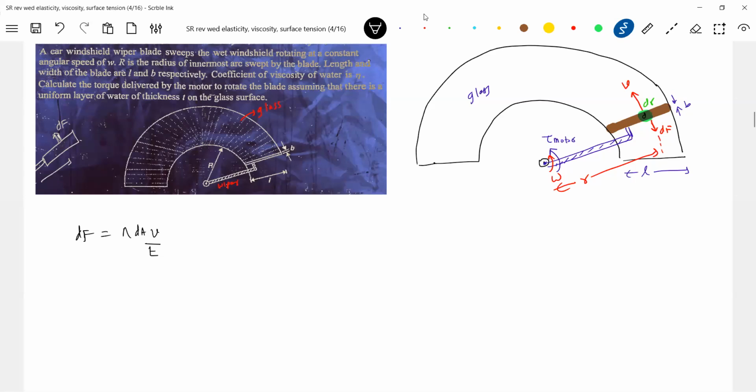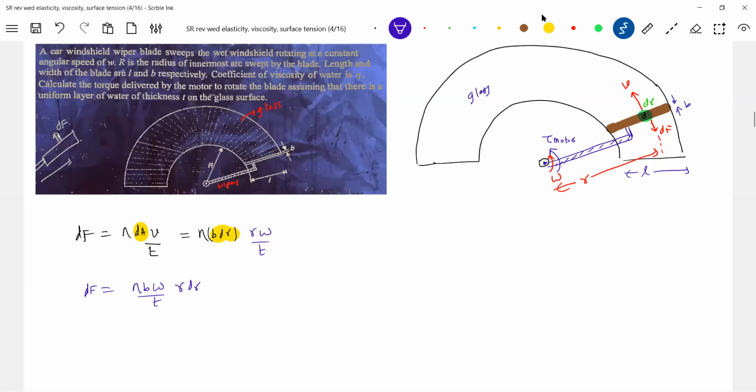Okay, now let's come back to our discussion. T is the thickness of the water layer. I think we are in a better position now. So eta, what is dA there? dA will be dr into B. What is V? V equals R omega, and the force is eta B omega R dr by T. Let me keep this as dF.